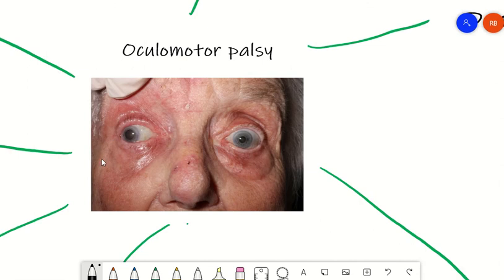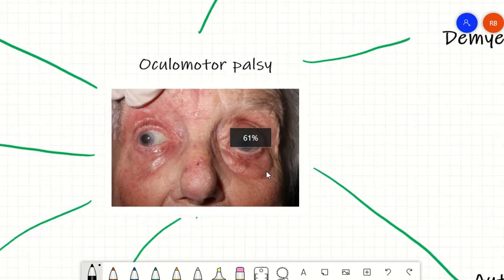The eye is also down and out, as you can see, because the actions of the superior oblique and the lateral rectus are unopposed. And there is mydriasis, so dilation of the pupil, because of the parasympathetic fibers supplying the sphincter pupillae. So the dilator pupillae muscle is not being opposed by the sphincter pupillae muscle, leading to dilatation. You can see that's dilated more than this one.